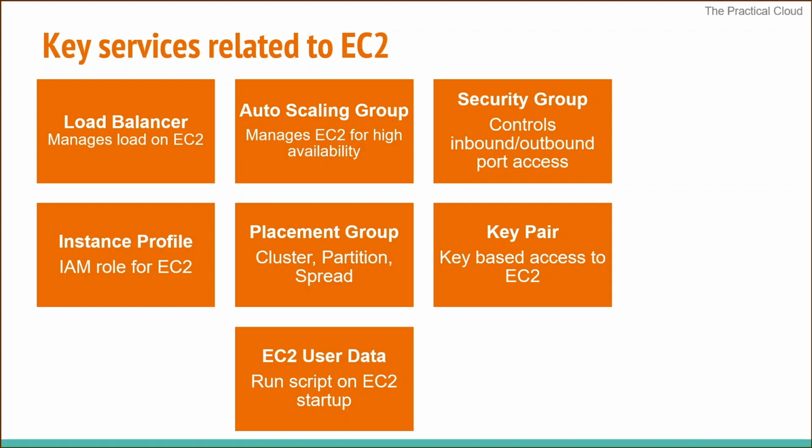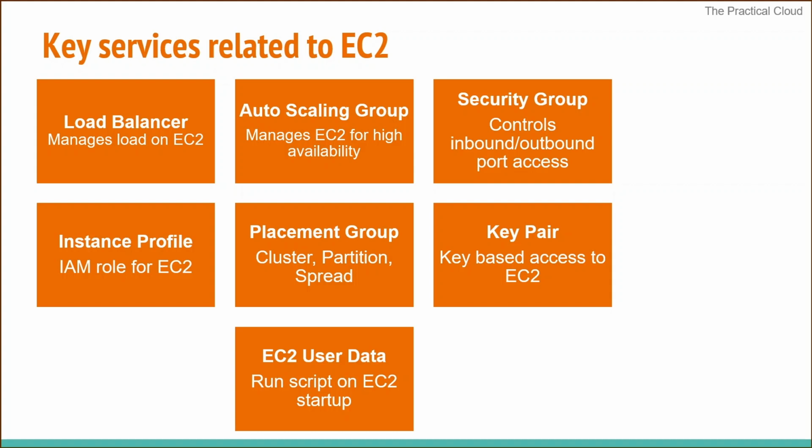Security group, it's like a firewall for EC2. It controls inbound and outbound port access around EC2. Instance profile, it's an IAM role for EC2. If you want to access any other AWS service, let's say you want to upload a file to S3, then EC2 also needs access to S3. It doesn't have access by default. Those accesses can be controlled by assigning an instance profile to EC2.